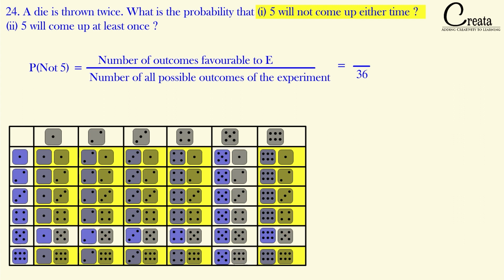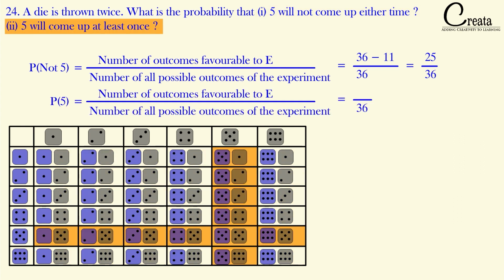We are having total 36 outputs. 36 minus 11, it means these all are 25. So in the numerator, we will get 25 outputs that are the favorable cases. So we got the probability as 25 by 36. Got it? In the second case, 5 will come in the 11 cases. So we got 11 in the numerator and 36 in the denominator. We got the answer as 11 by 36.